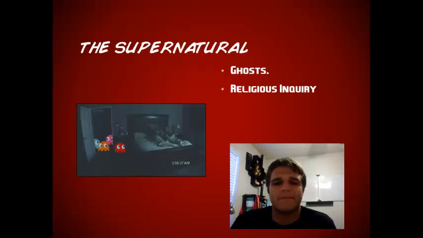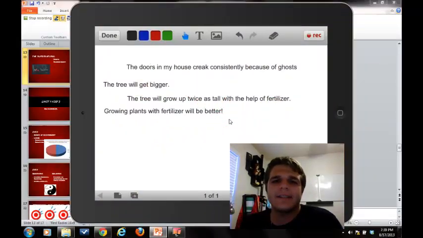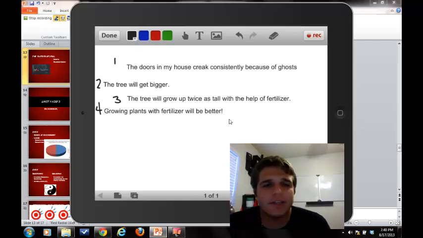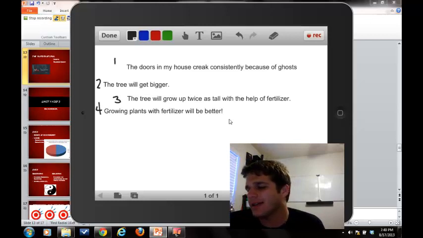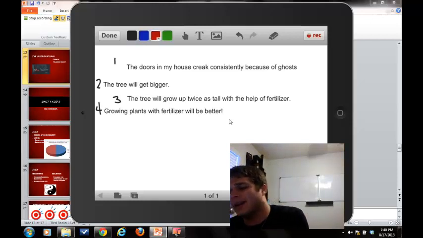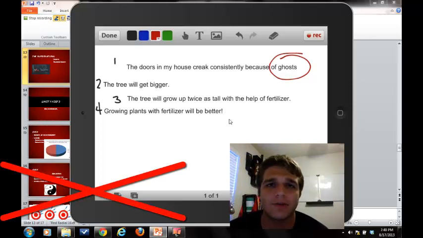Let's back up a second and break down how this would appear using the whiteboard. You'll notice on this image that we have 4 different types of hypotheses. We have 1, 2, 3, and 4, okay? Now we're going to look at these and see which of these actually can be tested using scientific methods. The first of these says, the doors in my house creak consistently because of ghosts. Why would that be testable or not testable? Primarily because it includes the word ghosts. Ghosts fall under an idea of the supernatural, and that is not testable within the bounds of science.